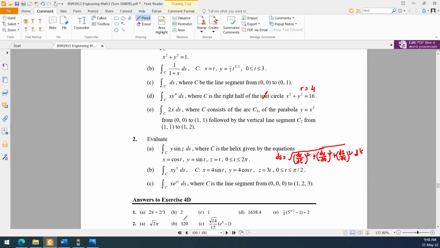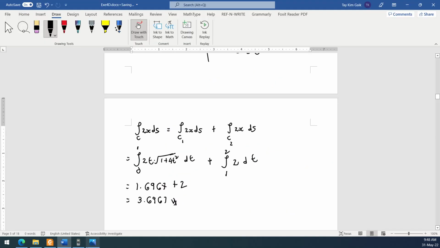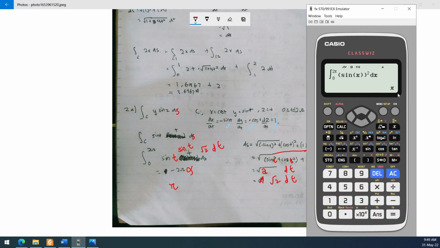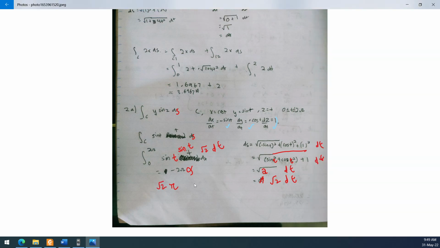Where is it? Let me check. Y is sin t, sin z, z is t, so sin t, sin t. This is square root 2. I forgot square root 2, I left out square root 2. So I just evaluated the integral of sin x dx, and you still have to carry the weightage square root 2. So the answer is square root 2 times pi. So this is question 2a. Okay, your mistake is here: 1 plus 1, square root 2.